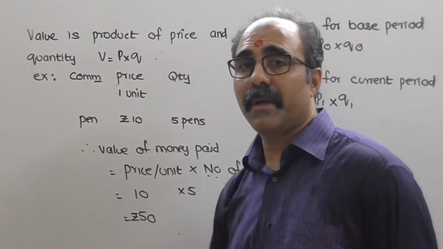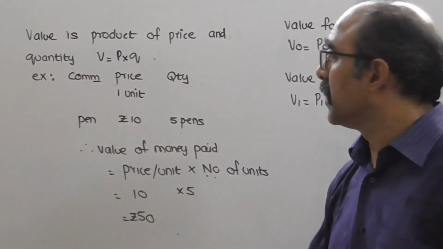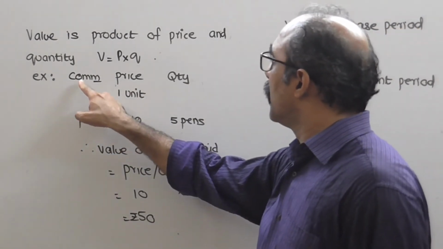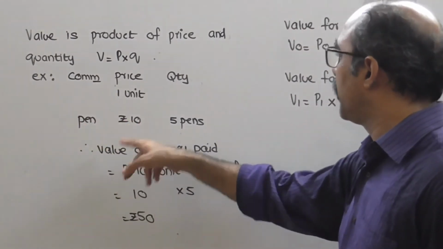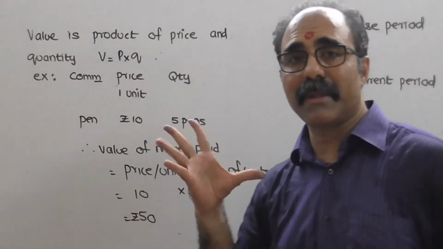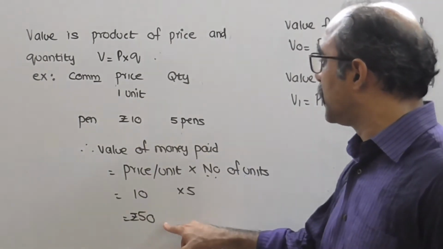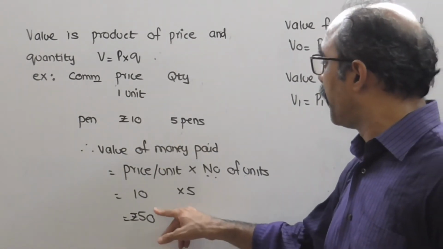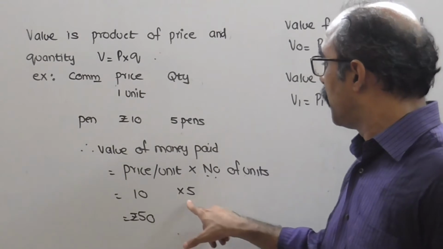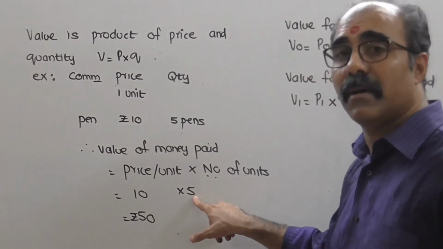The value of a commodity is a product of price and quantity, meaning V equals P into Q. Let us understand with the help of an example. Suppose you want to buy a commodity, which is a pen, and the shopkeeper says that one pen is costing rupees 10, and you tell him, give me 5 pens. So how much money are you supposed to pay? You will pay him 10 into 5, that is equal to 50. Now, how did you arrive at 50? You arrived at 50 by multiplying 10 and 5. What was 10? 10 was the price. What was 5? 5 was the quantity. So automatically your value is nothing but a product of price and quantity.